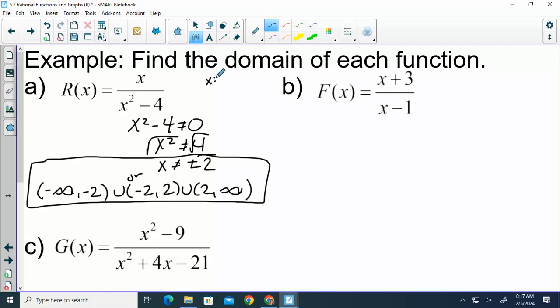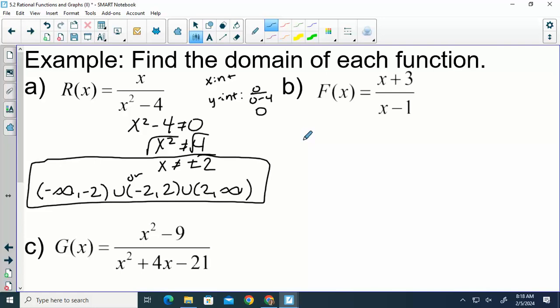That would give you the y-intercept. So y-intercept is when your x is 0. If you put in 0 for all of your x's, what do you get? 0 over 4, so that's 0. So your y-intercept is 0.